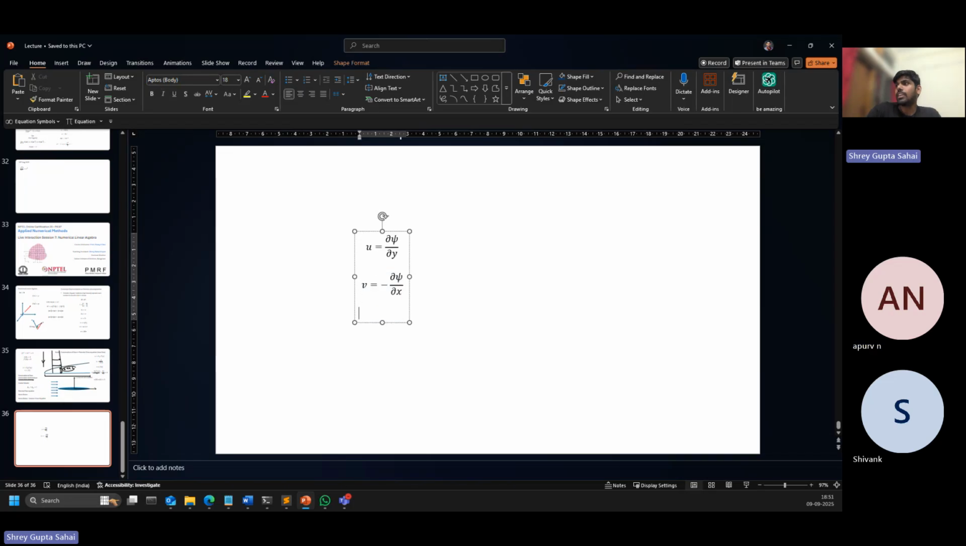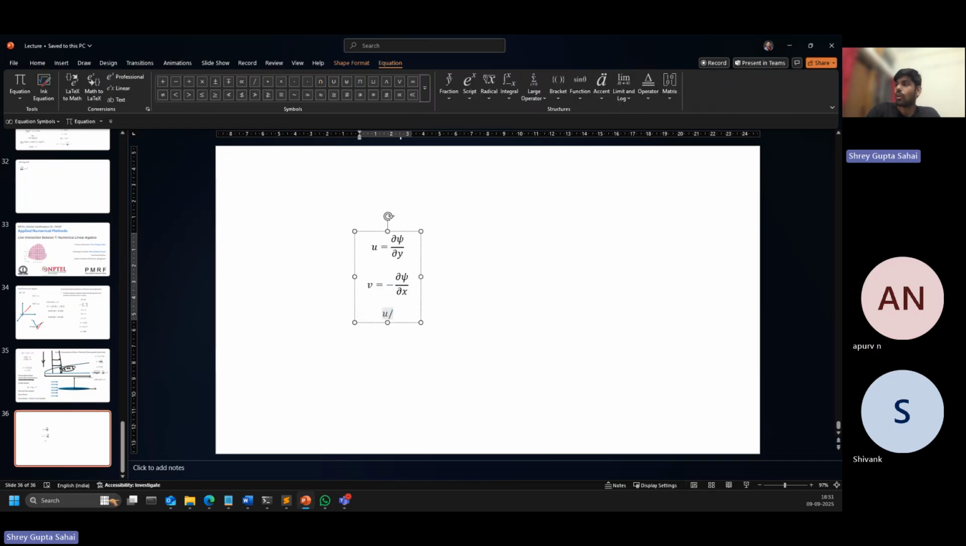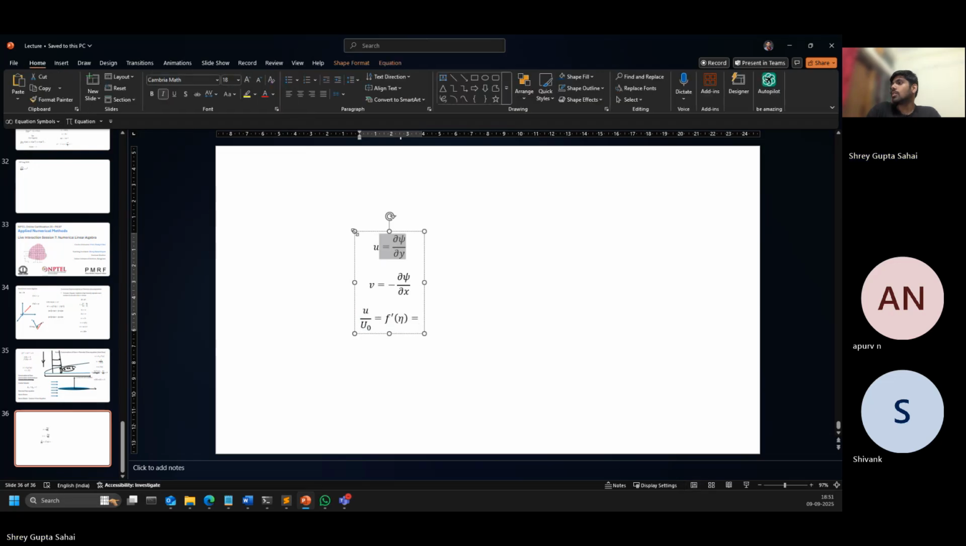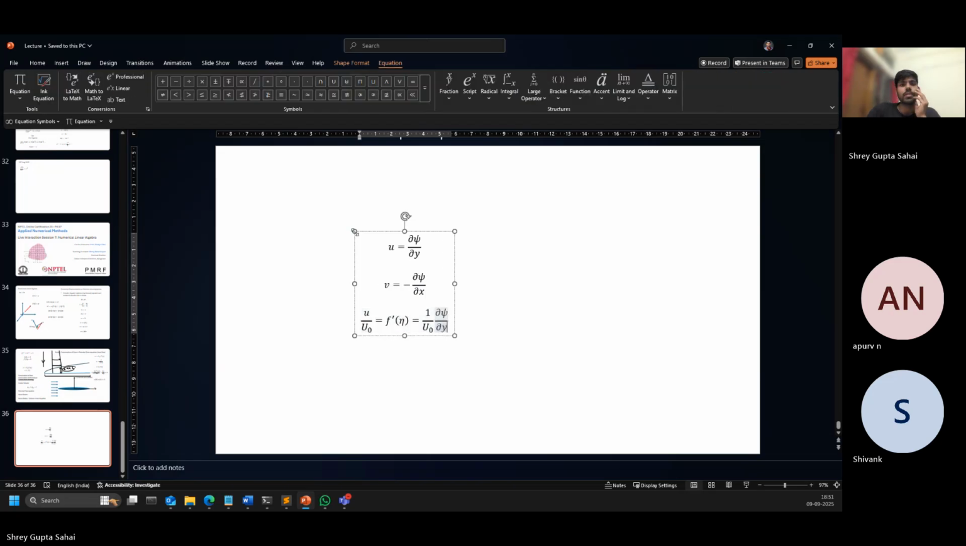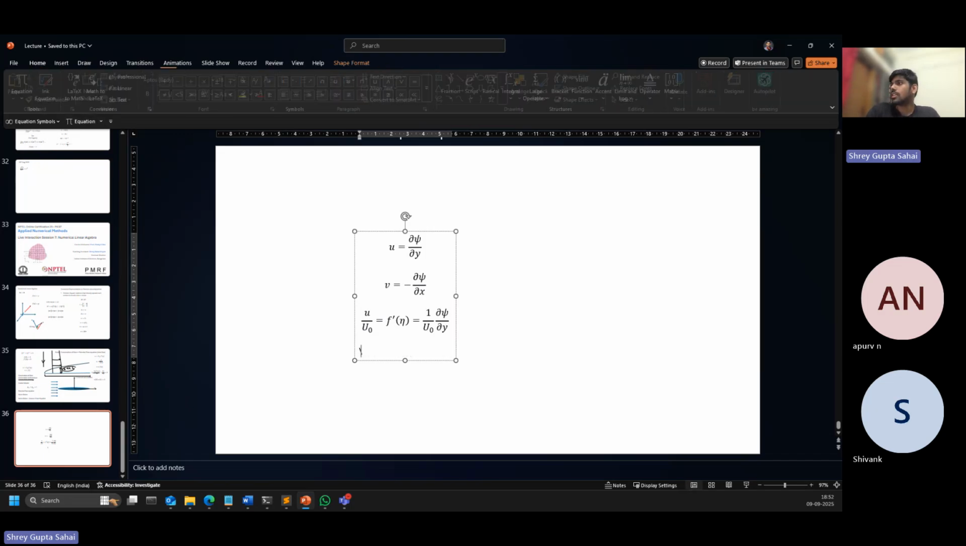Now the way I have defined it, u by u naught is f dash of eta. Now go ahead and write this. Okay, so this will be 1 by u naught. So if you integrate now, because you know what is eta?